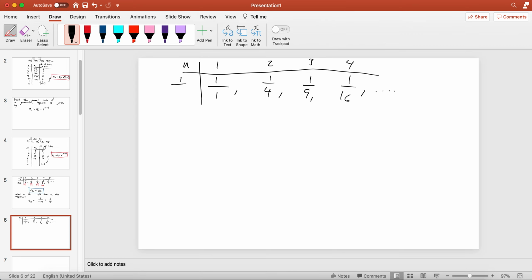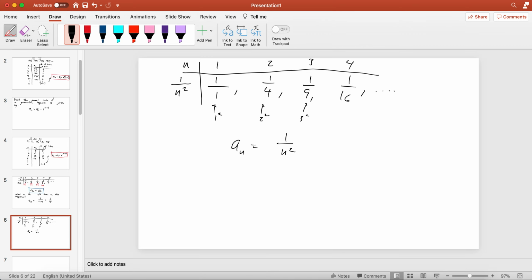Well, again, I'm just doing 1 over something where, look, this is 1 squared. This here is 2 squared. This is 3 squared. And this here is 4 squared. So this is 1 over n squared is what I'm doing. So a sub n is 1 over n squared. Let's do something a little bit more challenging, and I think this will be the last one here.